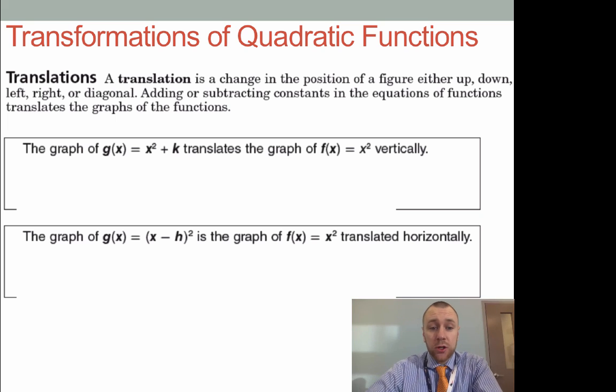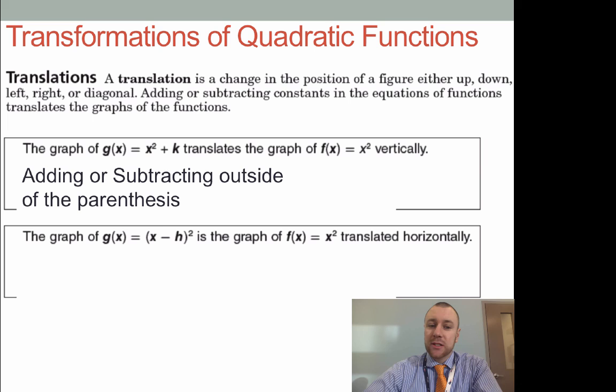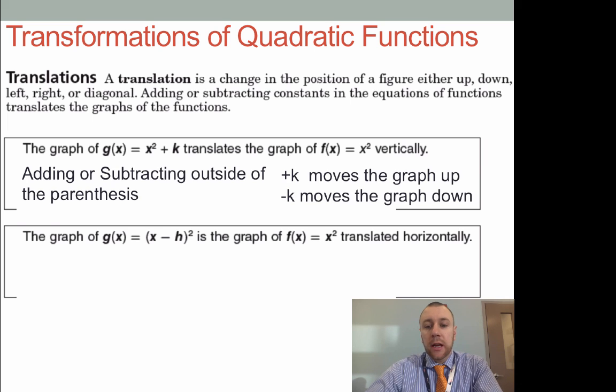Okay, the K moves it vertically. That means up and down. Okay, it is adding and subtracting outside the parentheses. So if it's plus K, it moves the graph up. If it's minus K, it moves the graph down. Remember, those numbers are outside the parentheses.